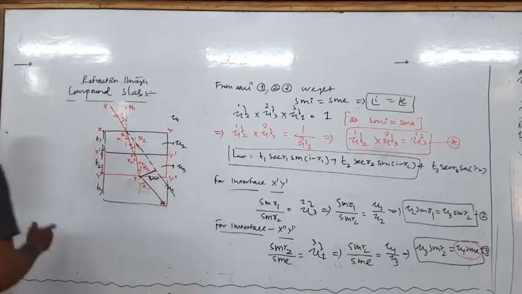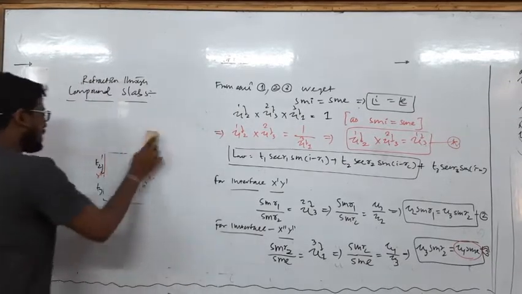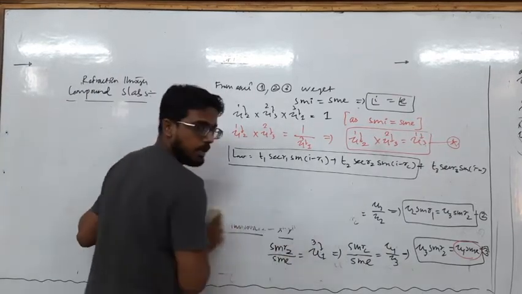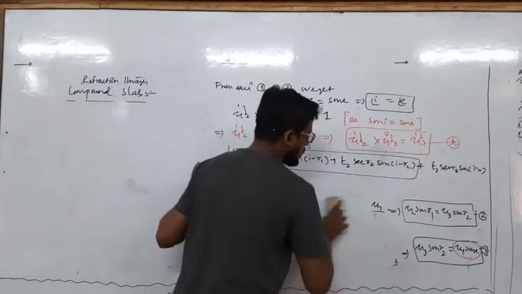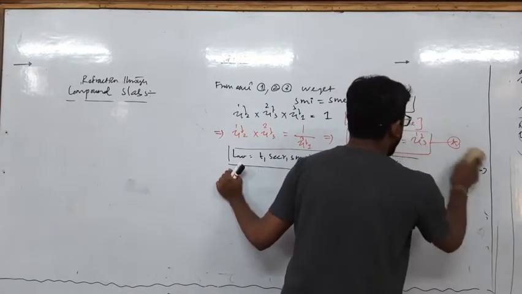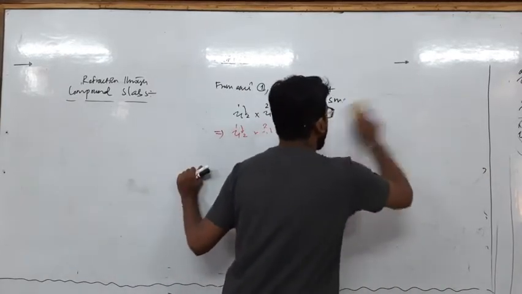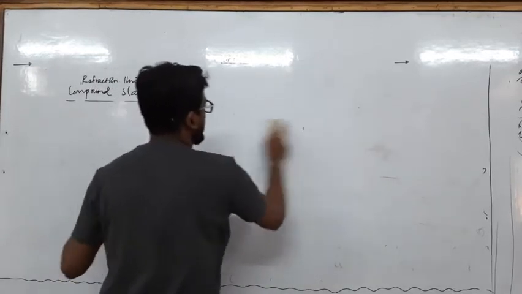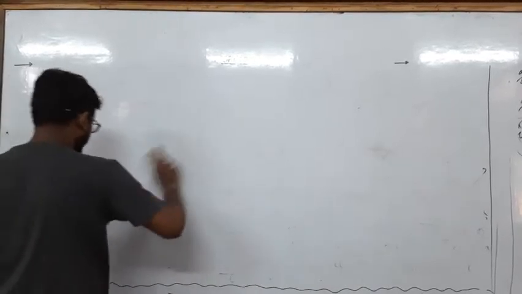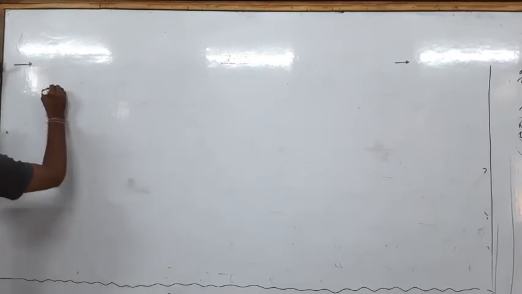Okay. So this is how light gets refracted through a compound glass slab, and how to find the lateral shift in a compound glass slab. Okay. So next we are going to discuss the relation between apparent depth and real depth. So now we have to discuss real depth and apparent depth.